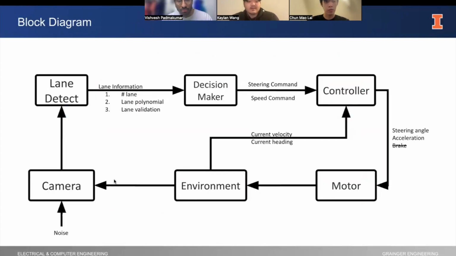Here's our block diagram. We get data from the camera, or vision data, and do a similar lane detection as MP1, where we get a lane polyfit of the lane. We send the data to the decision maker, which makes a decision based on where the lanes intersect with the bottom of the frame. That sends a steering and a speed command to the controller, which will also take into account the current velocity and heading, and then send a steering angle and an acceleration to the motor.